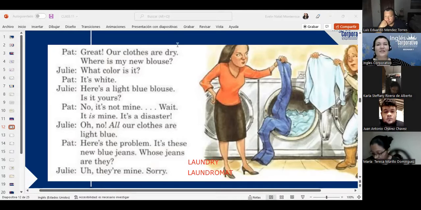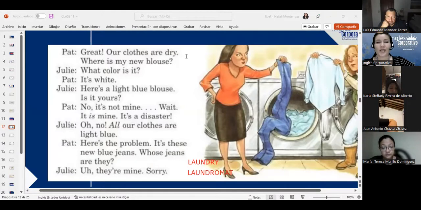And the conversation goes like this. Listen to the conversation. Great, our clothes are dry. Where's my new blouse? What color is it? It's white. Here's a light blue blouse. Is it yours? No, it's not mine. Wait, it is mine. It's a disaster. Oh no, all our clothes are light blue. Here's the problem. It's these new blue jeans. Whose jeans are they? They are mine, sorry.